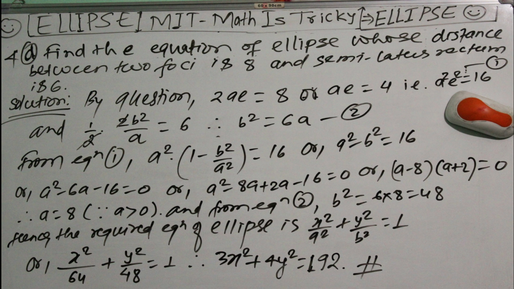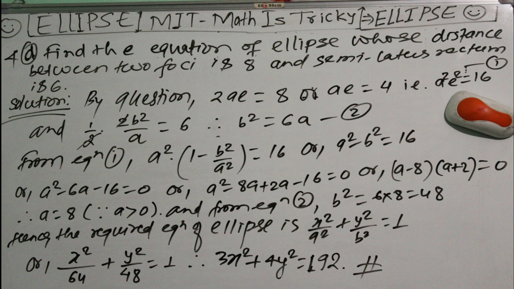Solving 1 and 2 we will get the value of a as 8. We have to factorize this, we'll get a quadratic equation in a. So we'll get a as 8. We'll get two values, but we'll take only the positive value because a and b are positive numbers. Okay, so a equals 8. Hence putting the value of a in equation 2 we get b square equals 48.